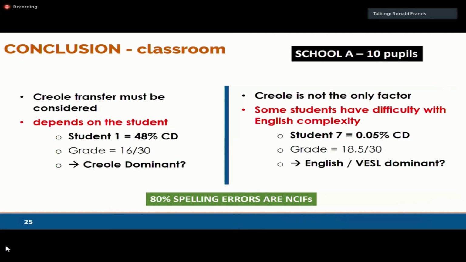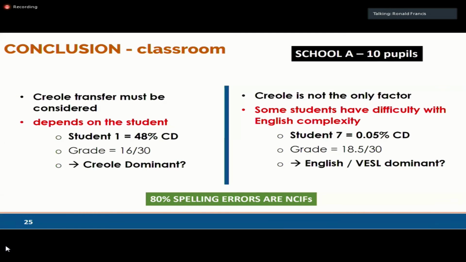So one student from this school, 48% of the errors that he or she produced, because I don't know the gender of the student, I marked as Creole influence errors, and this student received 16 out of 30 in the essay, for example. So the question must be asked whether or not this student is Creole dominant.